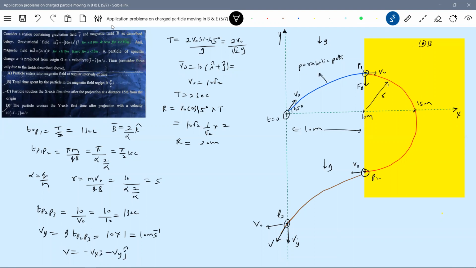Oh, problem very beautifully framed. Nice problem. Yeah. Okay, options B, C, D will come.